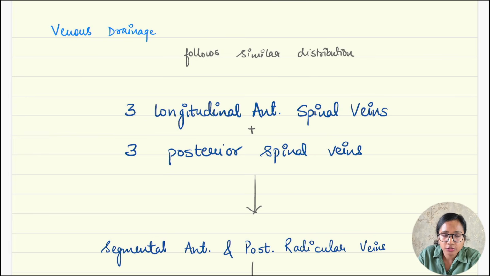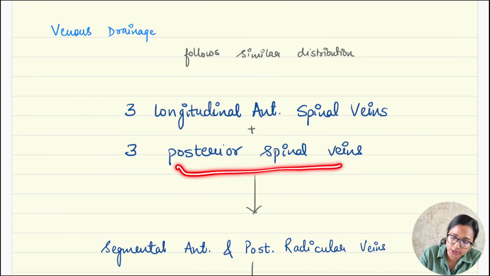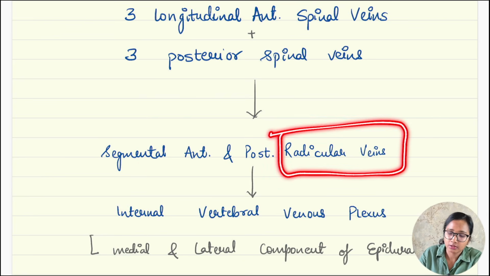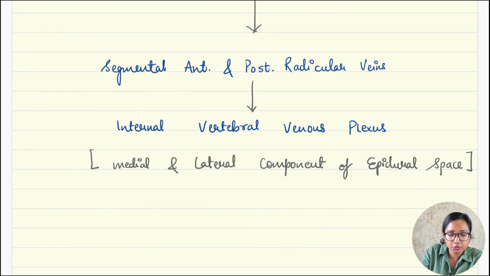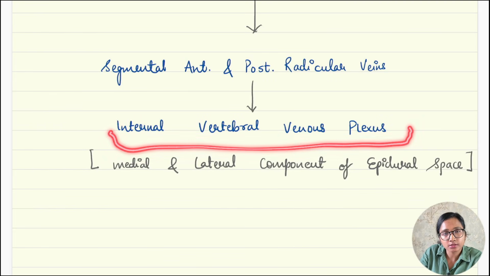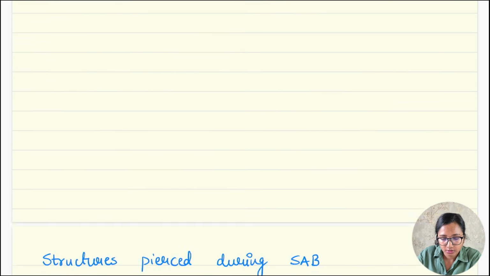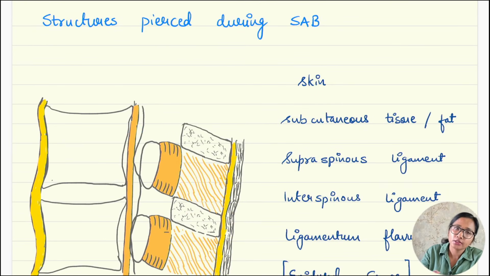If we talk about the venous drainage, it follows a similar distribution. There are 3 longitudinal anterior spinal veins and 3 posterior spinal veins. They drain to segmental anterior and posterior radicular veins and finally drain into the internal vertebral venous plexus, which lies medial and lateral to the epidural space. Finally, we will be discussing the structures pierced during subarachnoid block.